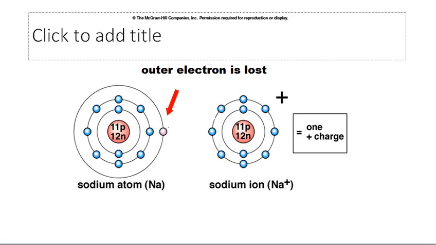In this example, a sodium atom ionizes as it loses its outermost electron. With one less electron compared to the number of protons, this ion now has a positive charge.